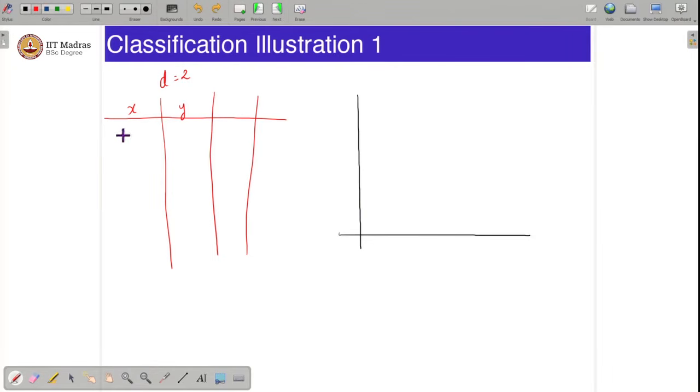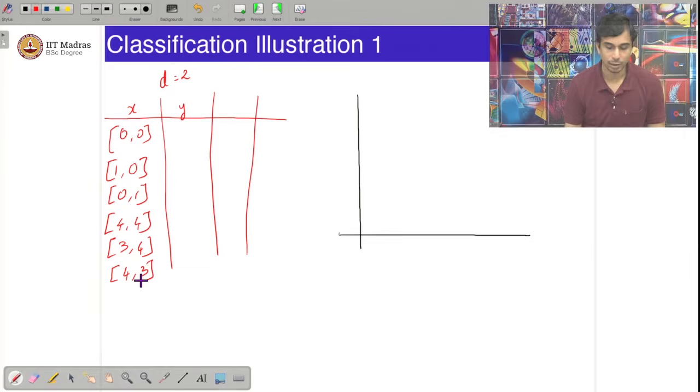Let us say we have 6 data points, let us say the first data point is say 0, 0, the second data point is 1, 0, the third data point is say 0, 1, the fourth data point is say 4, 4, the fifth data point is 3, 4, the sixth data point is 4, 3. So, you have 6 data points, each of them being 2-dimensional vectors, and that is the instances, 6 instances. You have to give the labels for all of them. Let us say the training data is very simple.